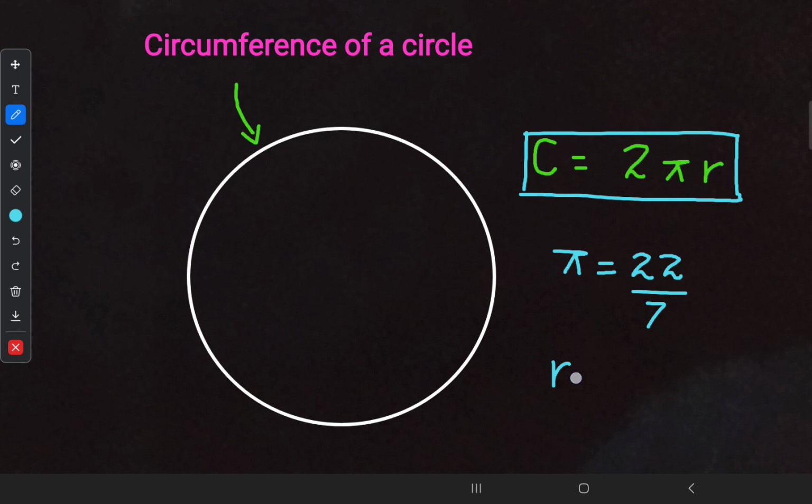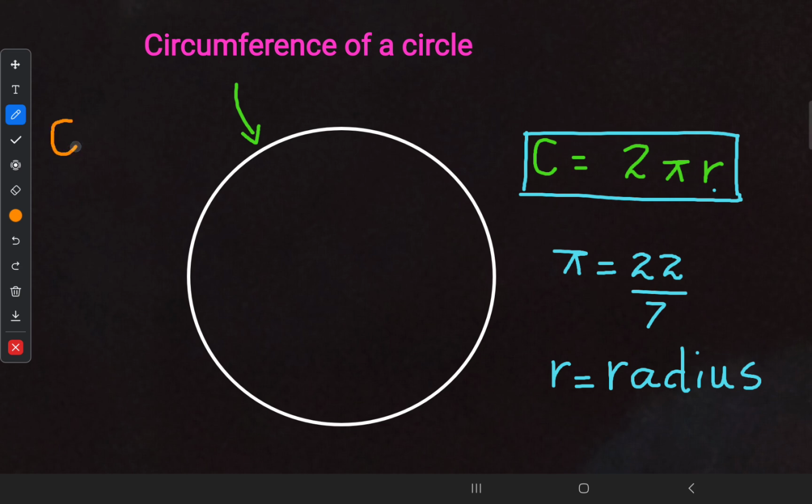Then r. In this formula, C means circumference, 2 is a numerical constant, pi is equal to 22 upon 7, and r is the radius of the circle. We can use this formula. Otherwise, there is another formula also possible to find the circumference of the circle. I'll explain that briefly.